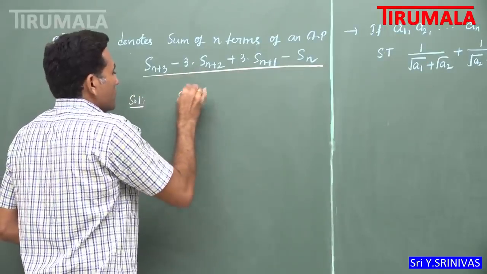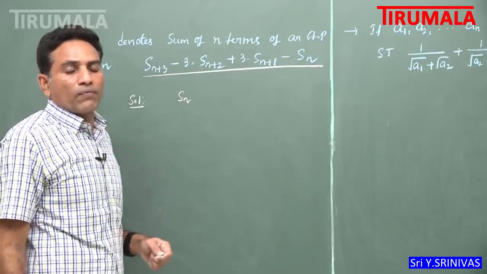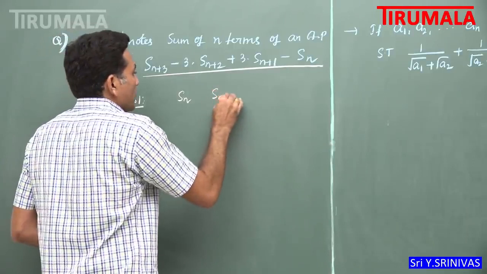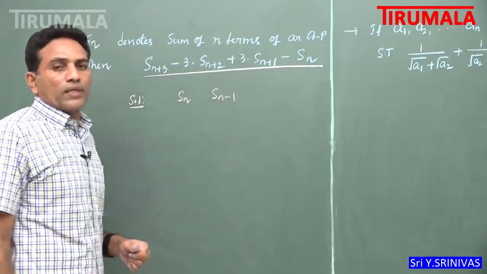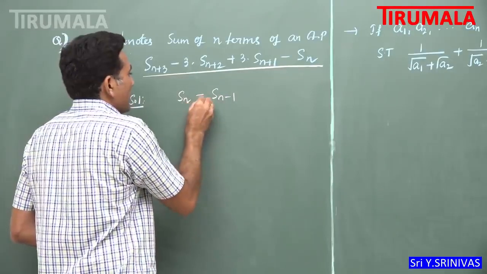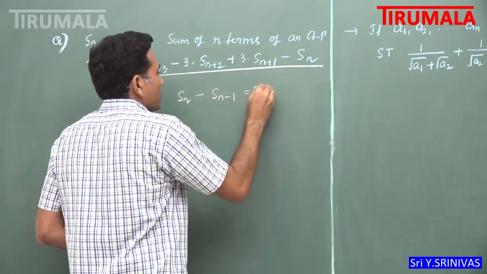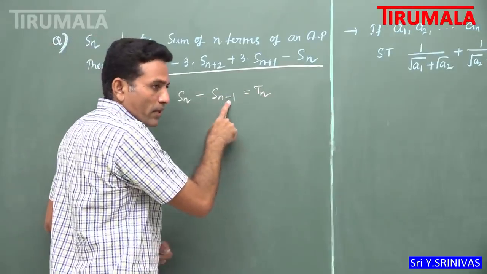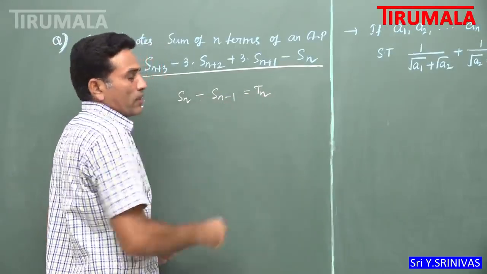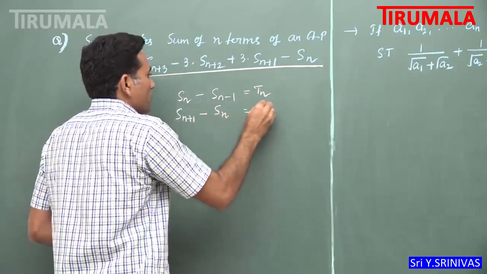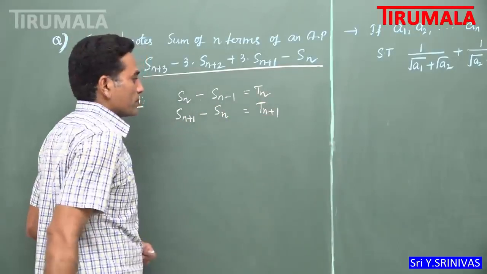What is Sn? Sn is the sum of n terms of AP. What is Sn minus 1? Sn minus 1 is the sum of n minus 1 terms of AP. Sn minus Sn minus 1 is equal to Tn. Sum of n terms minus sum of n minus 1 terms is equal to the nth term. Sum of n plus 1 terms minus sum of n terms gives the n plus 1th term.